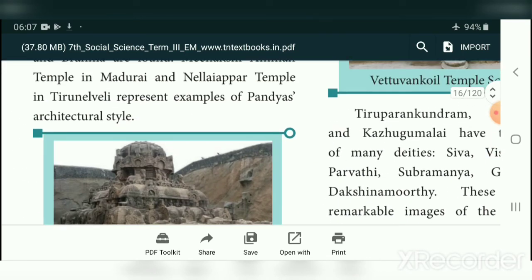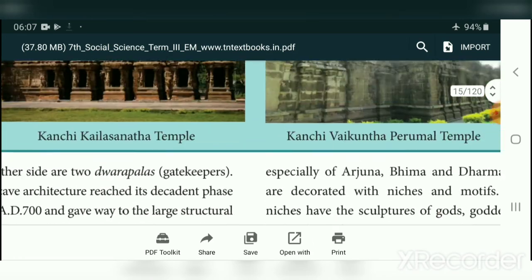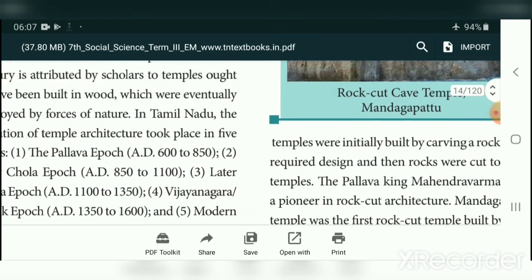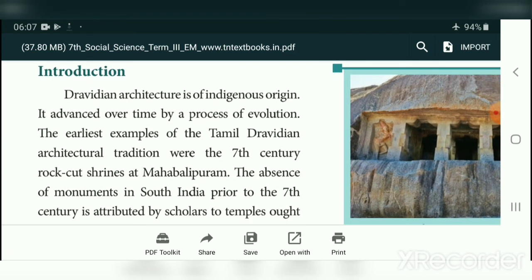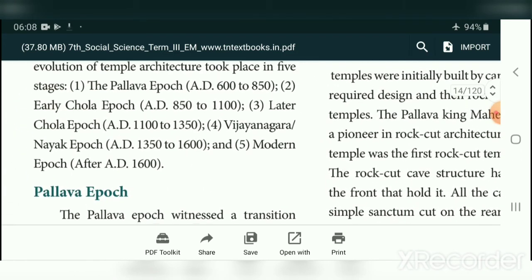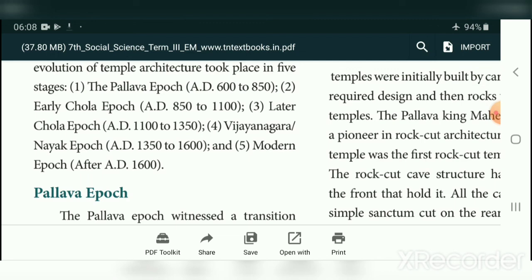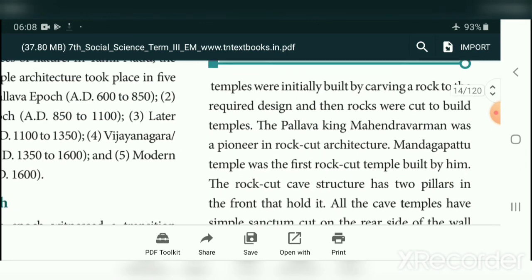So students, up to this we have completed the lesson. Today we have studied Tamil Nadu art and architecture. Which architecture originated in Tamil Nadu? Yes, Dravidian architecture. Our architecture's stages were divided into 5 stages: the Pallava epoch, early Chola period, later Chola period, Vijayanagar Nayak period, and modern period. Among these 5 stages, we have completed the first stage, the Pallava epoch. The remaining part will be seen in the next class.